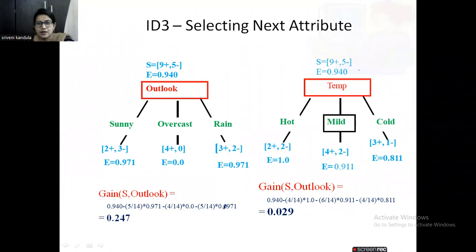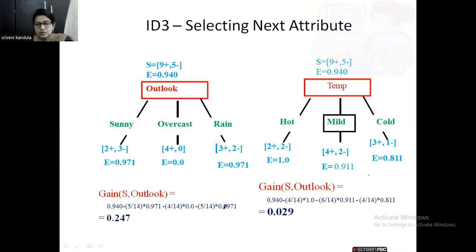Similarly, I have just given the values of temperature. You take it as an exercise and calculate yourself and cross verify with my answers. Temperature has possible values as hot, mild, and cold. Hot has 2 positive and 2 negative examples, equal number of positive and negative. You need not calculate the entropy, take it as 1. Then for mild, 4 positive examples and 2 negative examples. Its entropy value is 0.911. In cold, you have 3 positive examples and 1 negative example. Its entropy is 0.811.